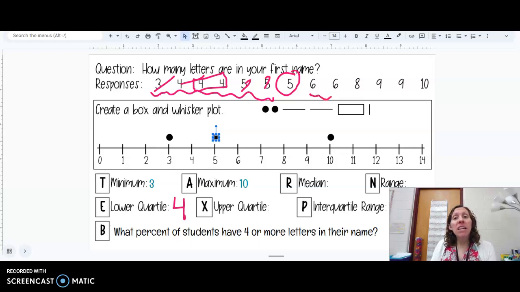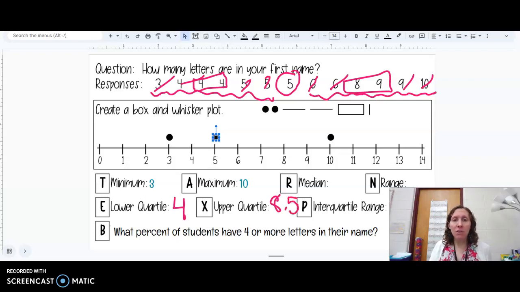Then we have to find the median of the higher numbers. So we're going to cross off a small one and a large one, a small and a large, and we're stuck with 2 numbers in the middle. So we have to find the middle of those numbers, which would be 8.5.